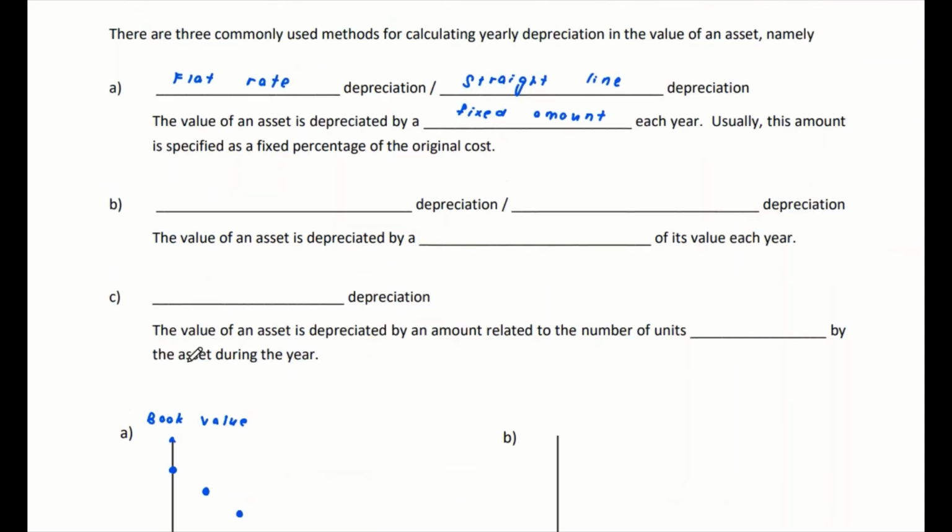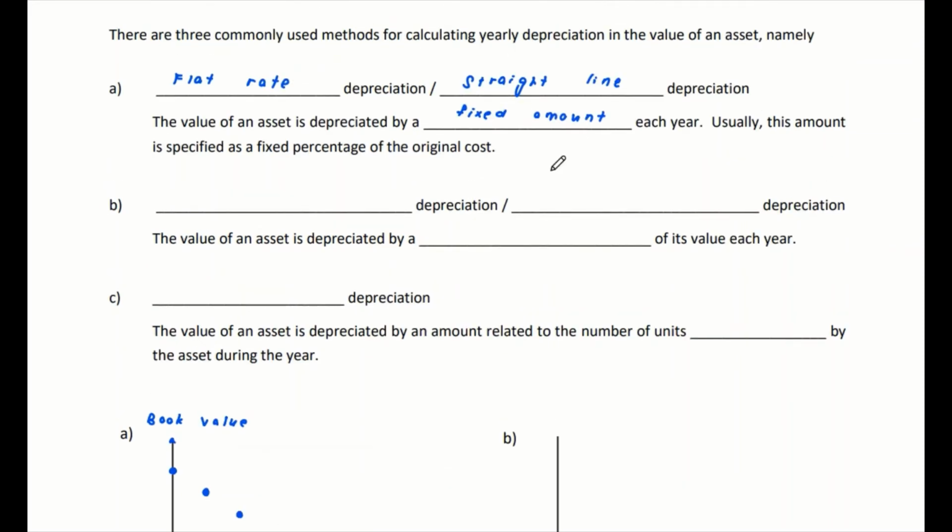Now let's look at the second one. The second method of calculating depreciation is called reducing balance depreciation, or sometimes also called diminishing value depreciation. In this method, the value of an asset is normally depreciated by a fixed percentage.